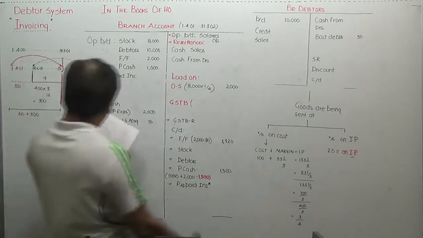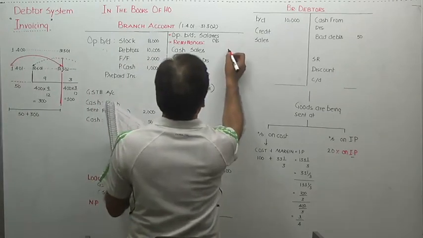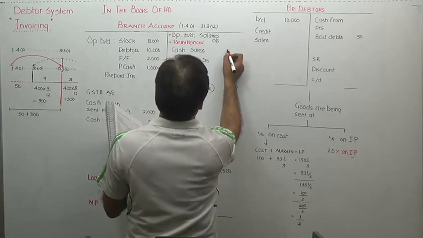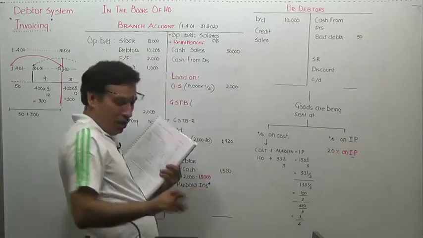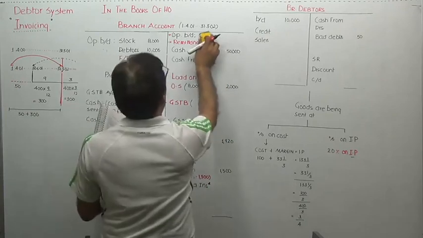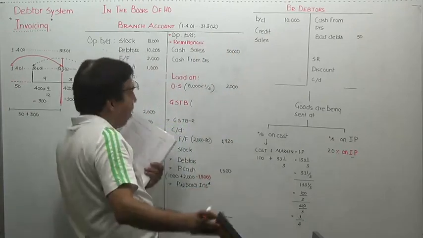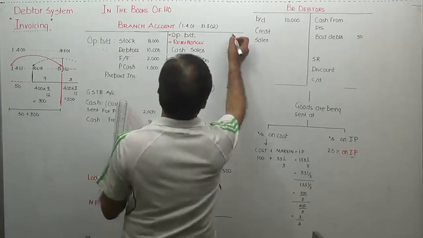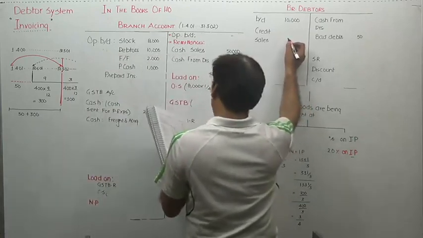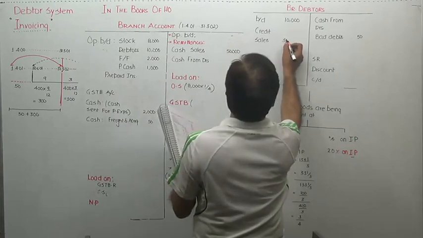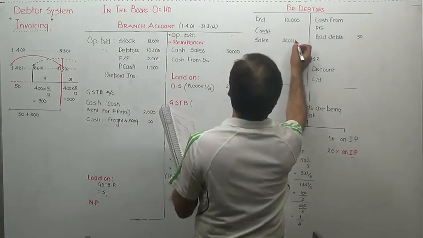Then we have been given in this case cash sales 50,000. So you shall write here cash sales 50,000. Then you have been given credit sales. Credit sales will be written in the debtors account 36.